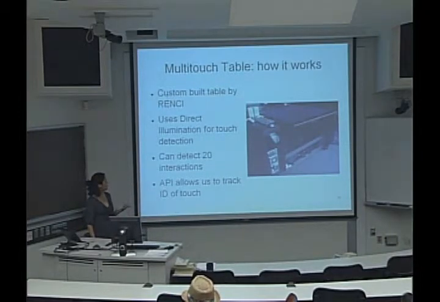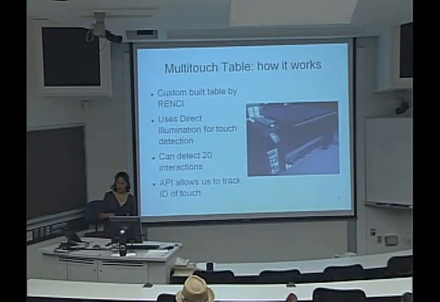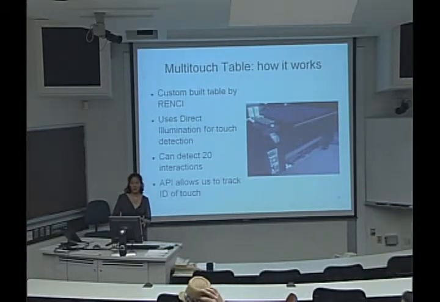So we moved on, and we were lucky to have Renzi lend us this multi-touch table, and it's living upstairs, second floor G-Lab right now. I talked about it briefly before. It uses direct illumination, which is to keep track of where you're touching and how big your surface area of touching the table is. The way that works, I think, is the table itself knows where its light source is. So based on where the light source is, it can track where you're touching on the table. It can detect roughly 20 interactions. It depends on how you cluster them. It can detect more if you cluster it differently.